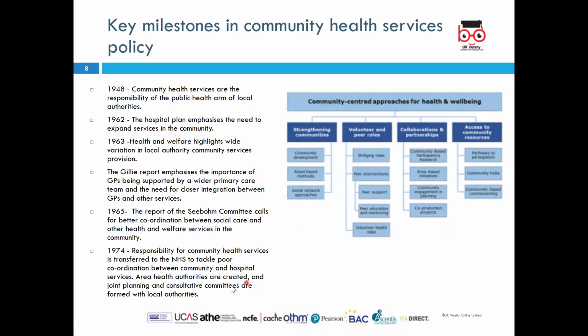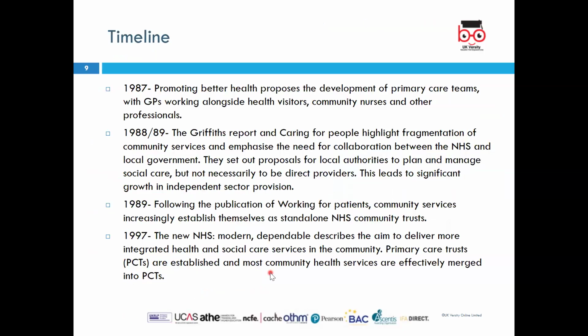Okay, so going forward, 1974, we talked about the NHS. We talked about community health services being transferred to the NHS. 1987, there was Promoting Better Health, which proposes the development of primary care teams within the GPs, working alongside health visitors, community nurses, and other professionals. 1988 to 89, you had the Griffiths report and Caring for People, which highlight the fragmentation of community services and emphasize the need for collaboration between the NHS and the local government. They set out proposals for local authorities to plan and manage social care, but not necessarily to be direct providers. This leads to significant growth in independent sector provision.